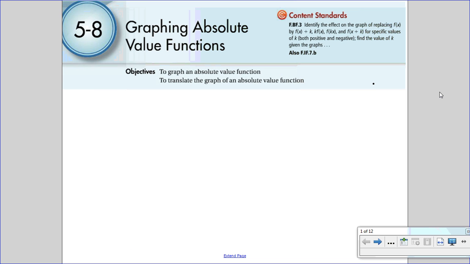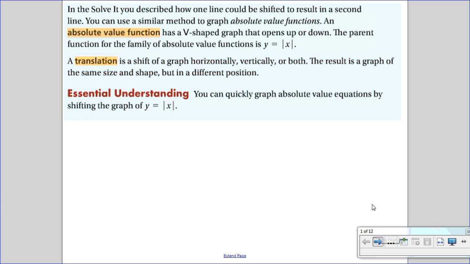Chapter 5, Section 8, this is the last section for Chapter 5. What this section is dealing with is graphing absolute value functions. So we're going to teach you how to graph an absolute value function and how to translate the graph of an absolute value function. If you don't remember what translate means, just hold tight. We will explain that in a second.